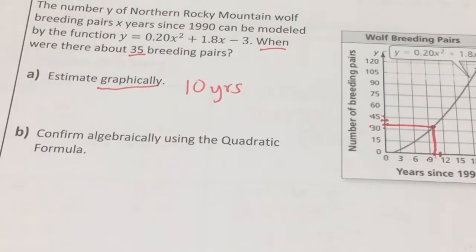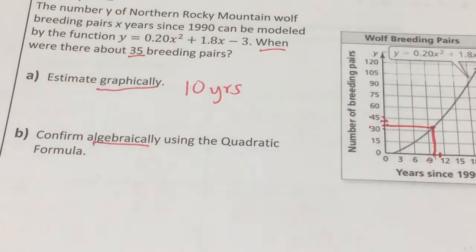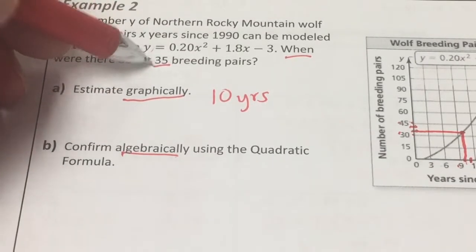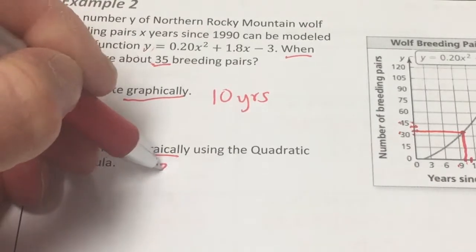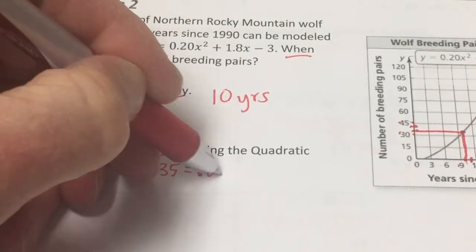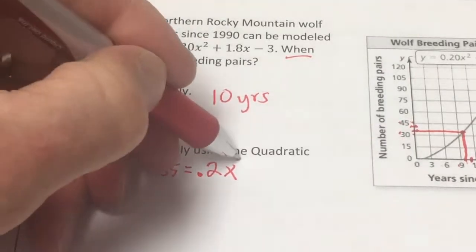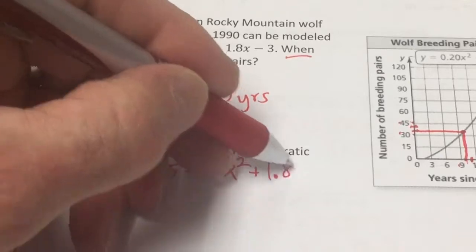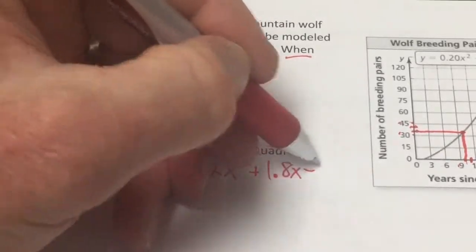Now, confirm algebraically using the quadratic formula. So this is a little tricky. We want our y to be 35. So we're going to write it this way: 35 equals 0.2, we don't need that 0 after the 2, x squared plus 1.8x minus 3.